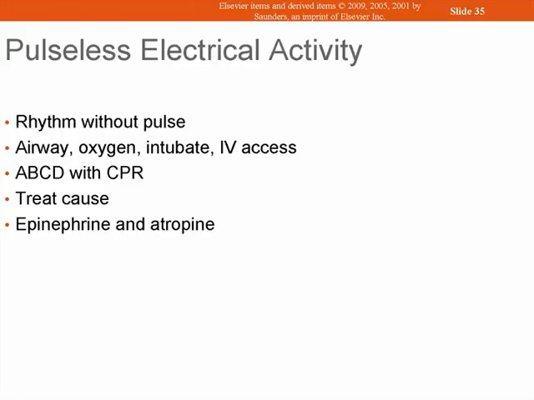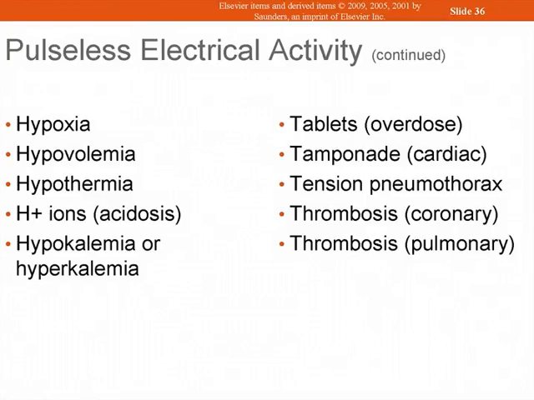So you want to do airway, oxygen, intubate, IV access, ABCD with CPR, and treat the causes of PEA. So you need to be familiar with what those are. And the drugs of choice are epinephrine and atropine for PEA. Do not shock this rhythm. If you have a VTach with no pulse, that is shockable. But if you have sinus brady or sinus rhythm and you have no pulse, do not shock the rhythm. Do CPR and treat the underlying cause.